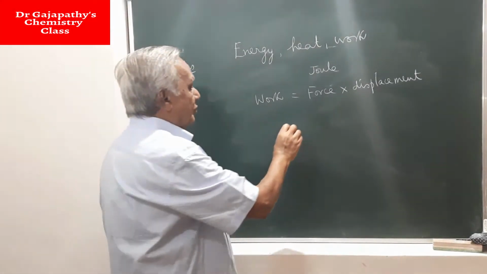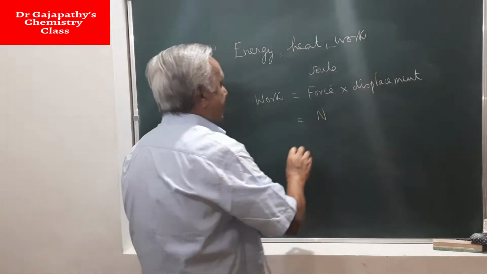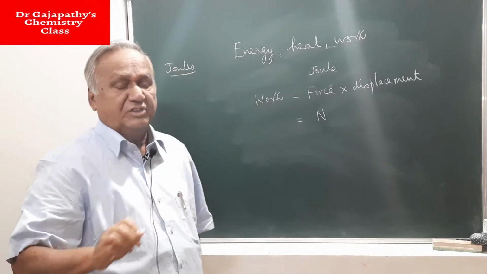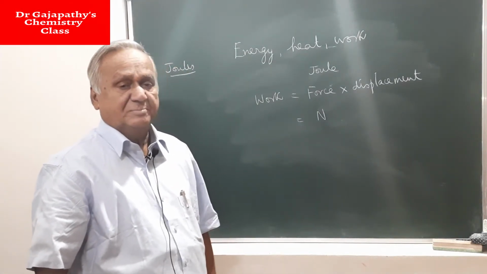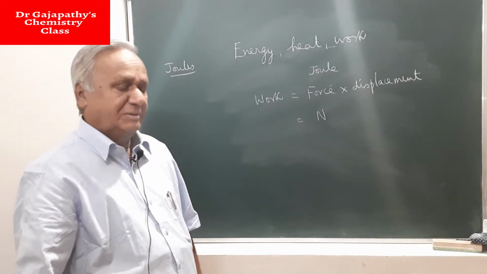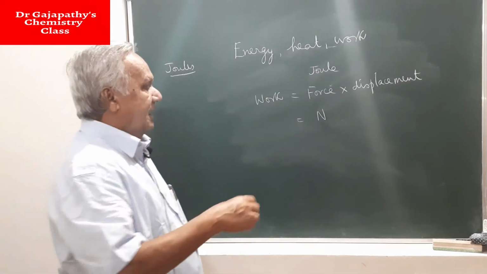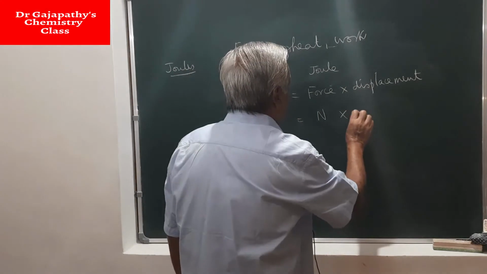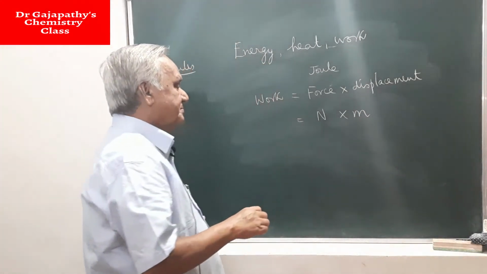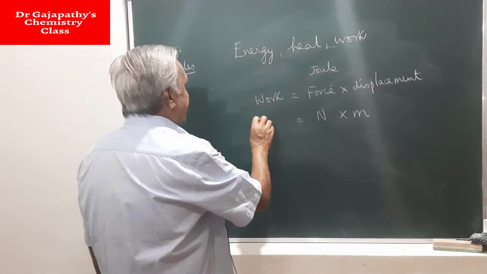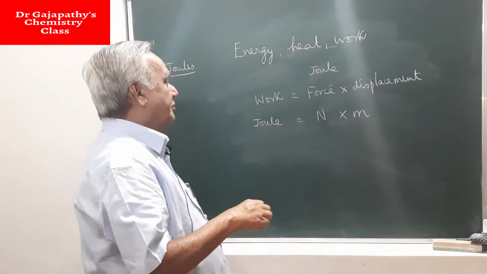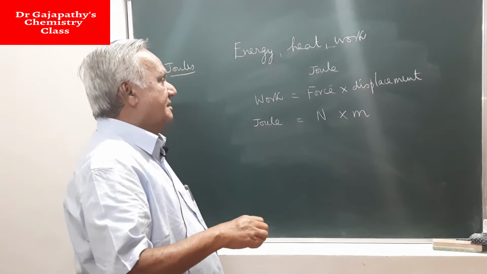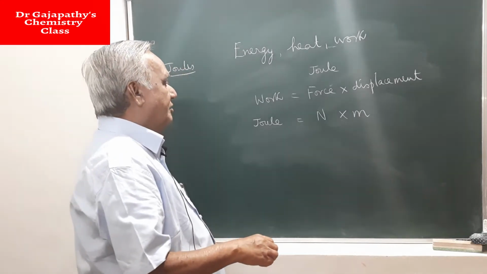What is the unit of force? In SI units, force is in Newton. In the CGS system, it is dyne. Let me discuss both the things. And displacement is in terms of meter. So Newton into meter is called a joule. So the unit of energy, heat, work, all the three is only joule.